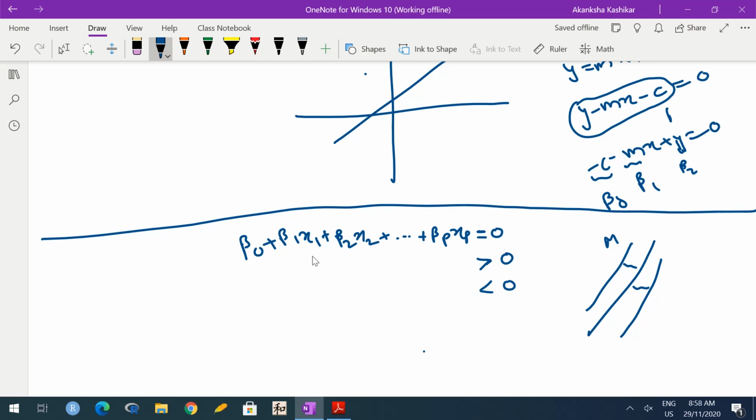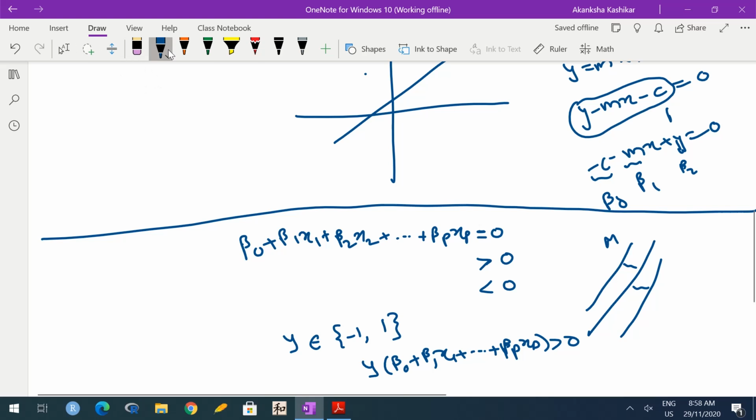So this same thing, beta naught plus beta 1 x1 and so on, greater than 0 or less than 0, we can write by introducing classes as minus 1 and plus 1. The two classes are denoted by minus 1 and plus 1, and then the classification would be good if y times (beta naught plus beta 1 x1 plus beta p xp) is greater than 0. What do I mean by this? Whenever this is negative, I want it to be the minus 1 class so that the product is positive. Whenever this is positive, I want it to be the plus 1 class so that the product is again positive. So correct classification can be denoted by this.